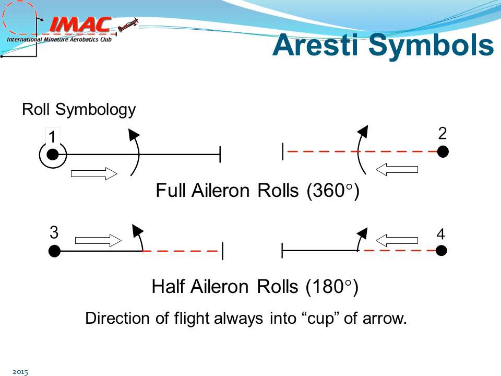Half or 180 degree aileron rolls are drawn as an arrow beginning at the line. Note that the attitude of the plane would change from positive to negative or negative to positive, as shown in figure 4.